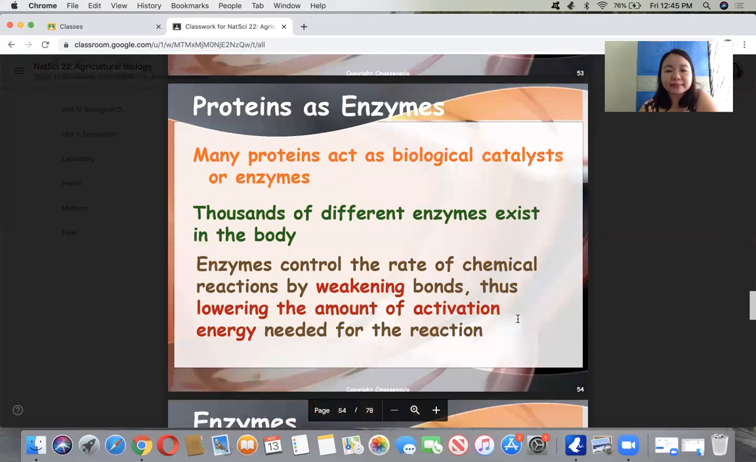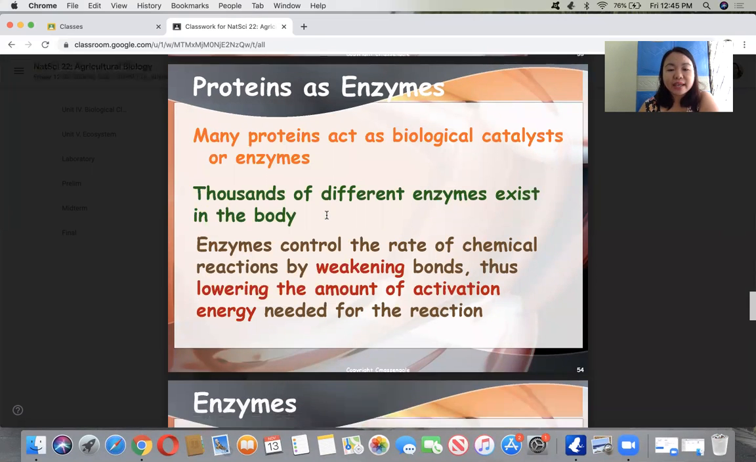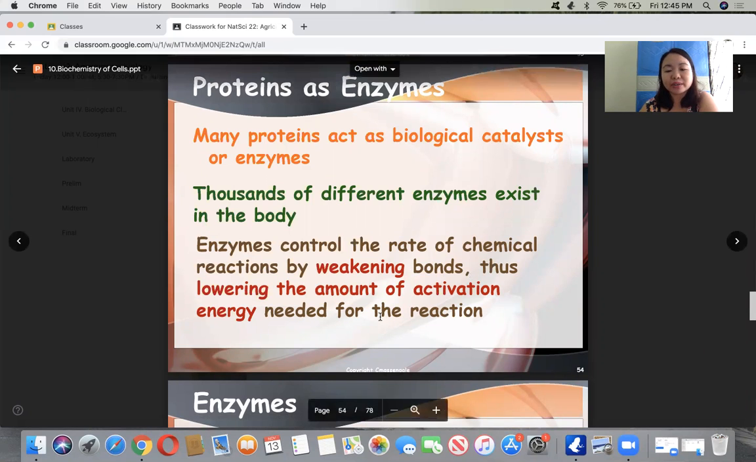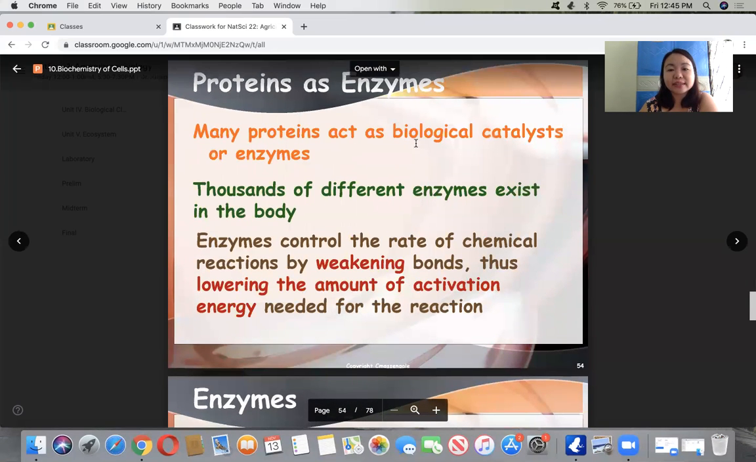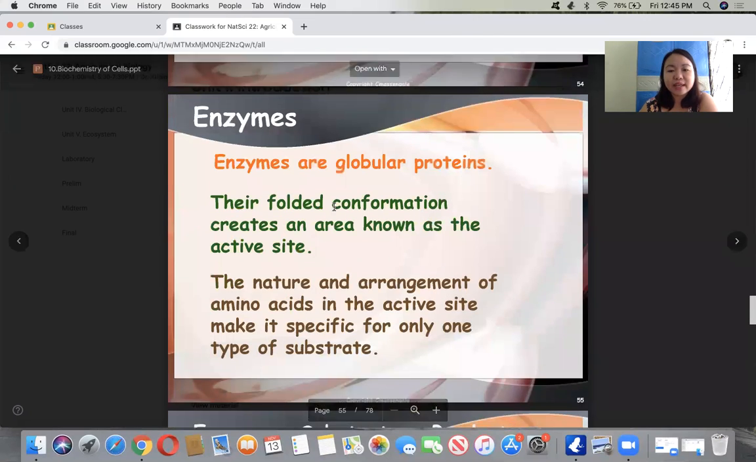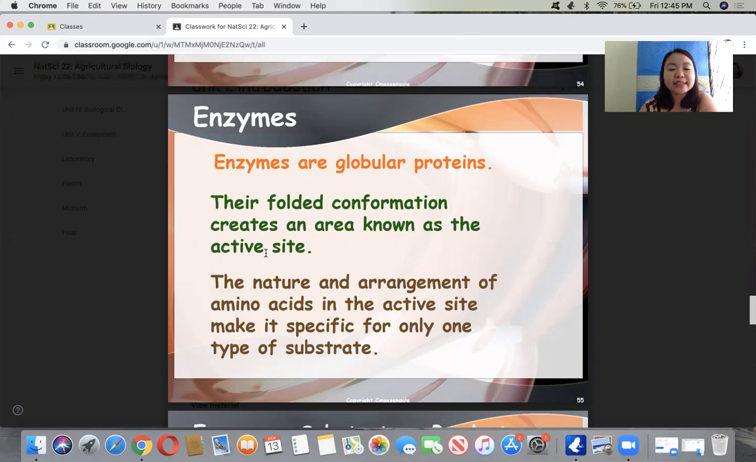Proteins as enzymes. Many proteins act as biological catalysts, or enzymes, and thousands of different enzymes exist in the body. Enzymes control the rate of chemical reactions by weakening bonds, thus lowering the amount of activation energy needed for the reaction. The enzymes themselves are proteins, and they are globular proteins. Their folded conformation creates an area known as the active site, and the nature and arrangement of the amino acids in the active site makes it specific for only one type of substrate.